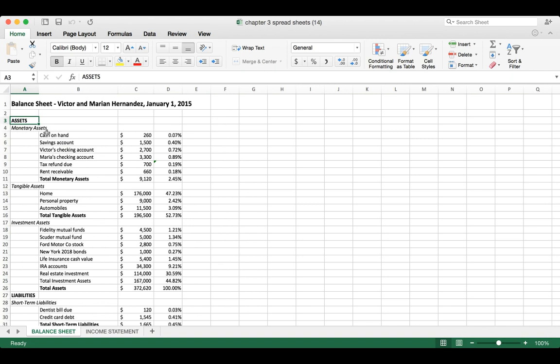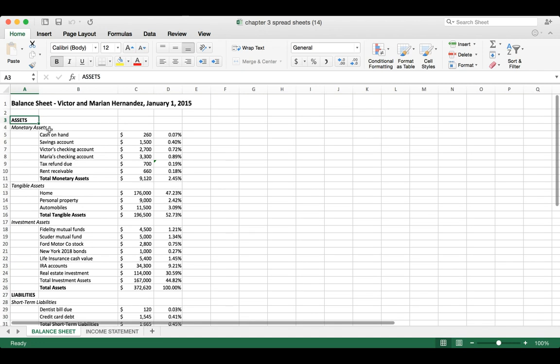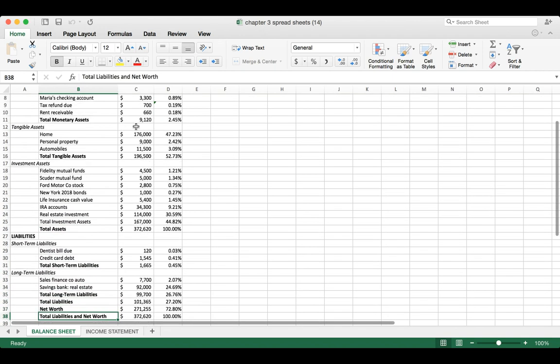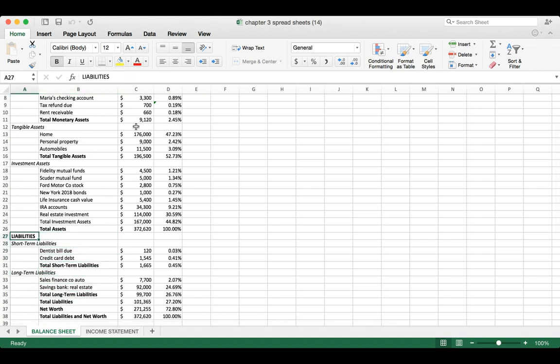As with any balance sheet, whether a business balance sheet or personal balance sheet, it is made up of three different sections. This is the asset section, and the assets are broken into three basic categories: monetary assets, which is made up of cash and what's in your savings, checking accounts, any type of refunds that are coming in, or rent receivable. Tangible assets, so that's your stuff, your home, your personal property, the things in your home, and autos. And investment assets. This couple is pretty well invested in a lot of different things, from mutual funds to IRAs to real estate. You add up those three components of the asset category and you have total assets, and they're at $372,620.